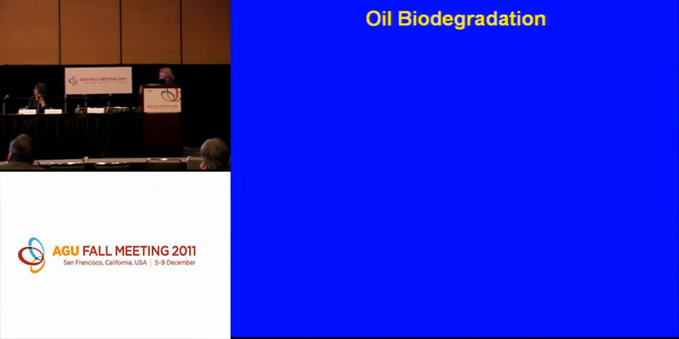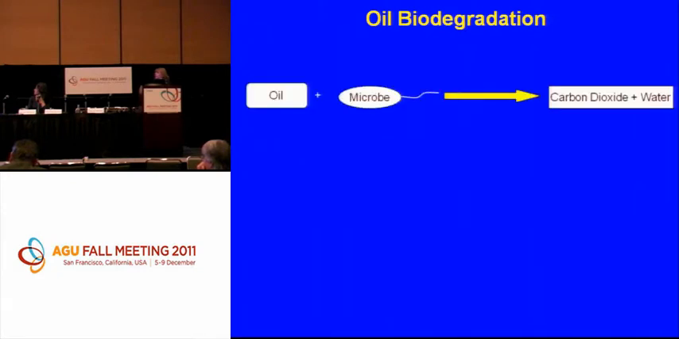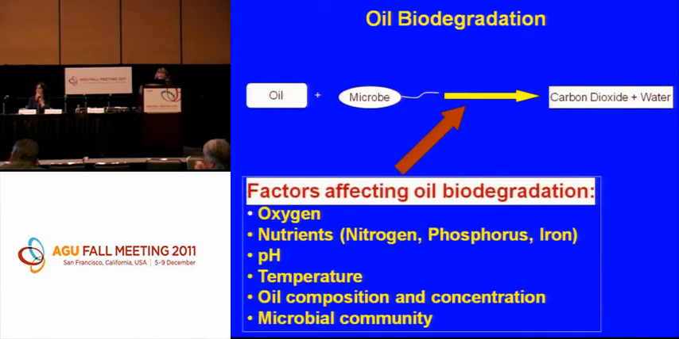Now, just as a quick cartoon of how oil biodegradation occurs, if you have oil in the presence of a microbe, you can get the final products of carbon dioxide and water. However, for this particular biodegradation to occur, there are several factors that affect it, and these are very important for determining how enhanced this biodegradation is or how limiting it can be.